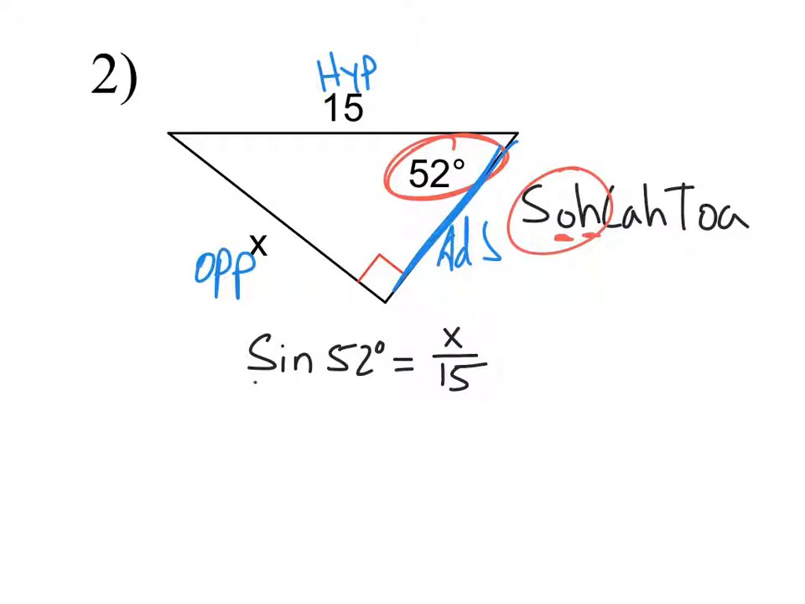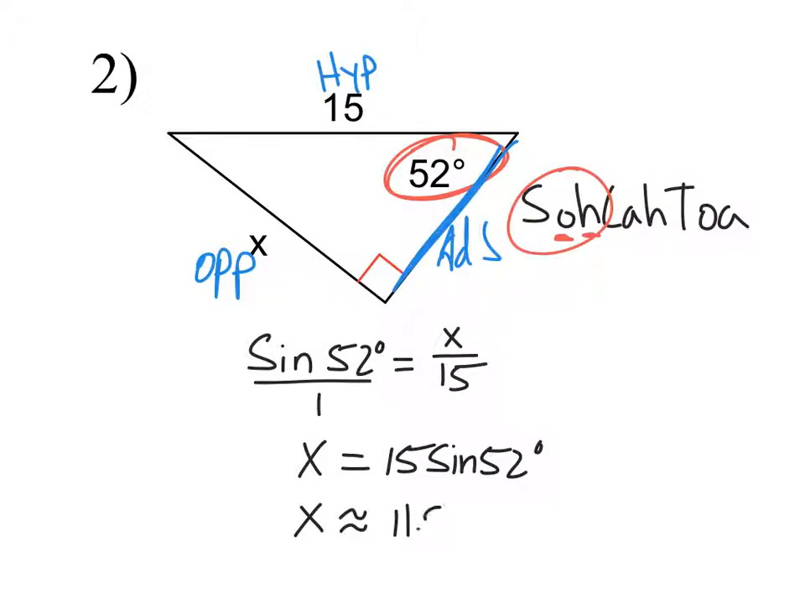Once you have that, you can then make it a proportion and cross multiply. X times 1 equals 15 times the sine of 52 degrees. And we need to go to our calculator. 15 times the sine of 52 degrees gives me 11.8. And there we go. Let's do one more example.